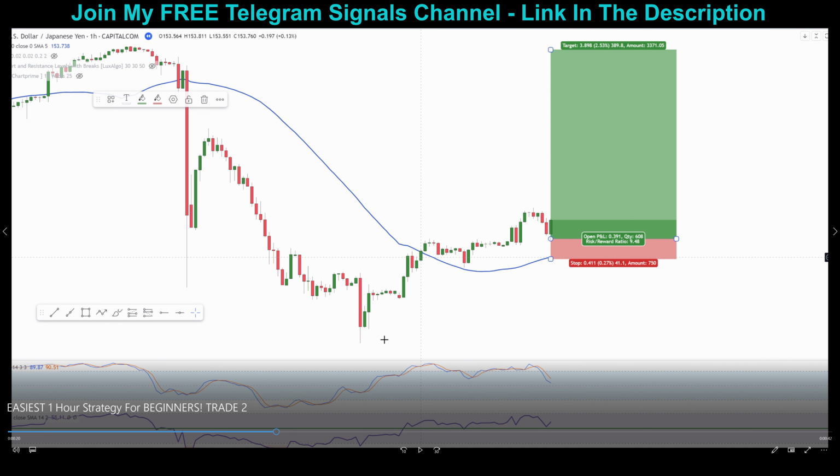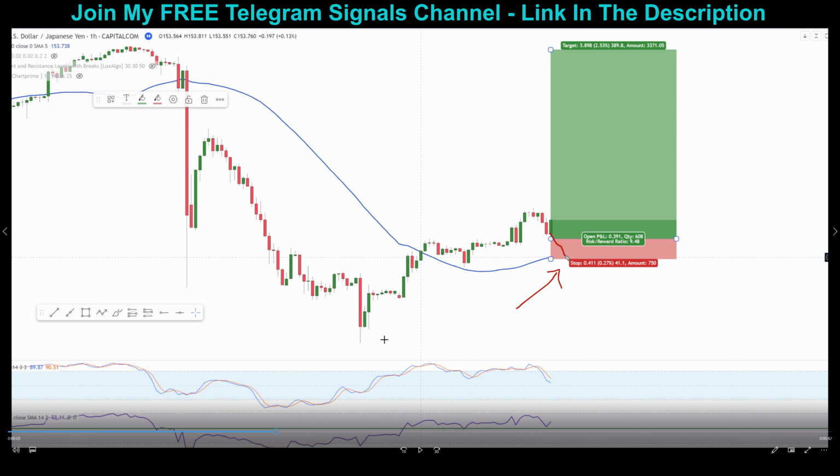Now, why did I put this stop loss in this area? Because there is a risk that the price would actually go and touch the 50 SMA. But I put it right here because the 50 SMA is going to continue climbing, right?